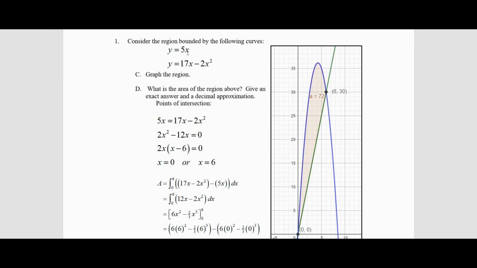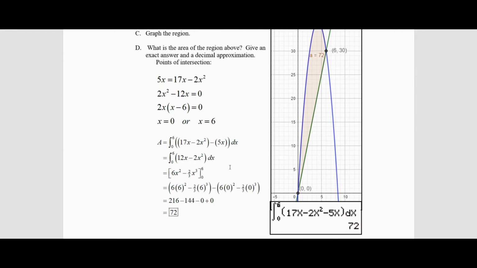Plug them back into, well, just the first one is the easiest. 5 times 0 is 0. 6 times 5 is 30. But if you plug them into the second one, you also get 0 when x is 0 and 30 when x is 6. So we see those two points of intersection, and what we want is that area that I've got shaded here in red in between. I did this in GeoGebra. It tells me the answer should be 72. Let's see if we can verify that.